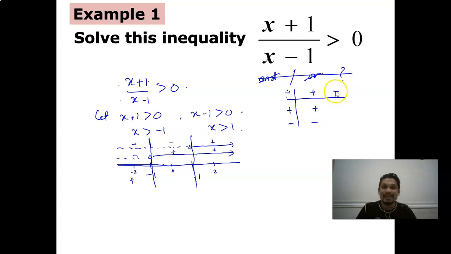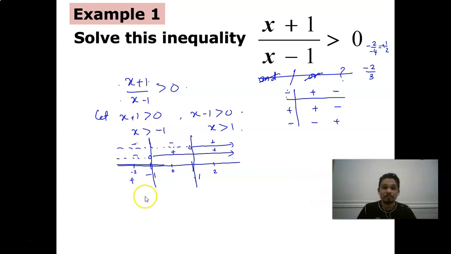Okay. Negative value divided by positive value, just like negative 2 divided by 3 equal to negative 2 over 3, right? Okay, negative. And negative value divided by negative value, negative 2 divided by negative 4 equal to 1 over 2, positive, am I right? So it is positive here.